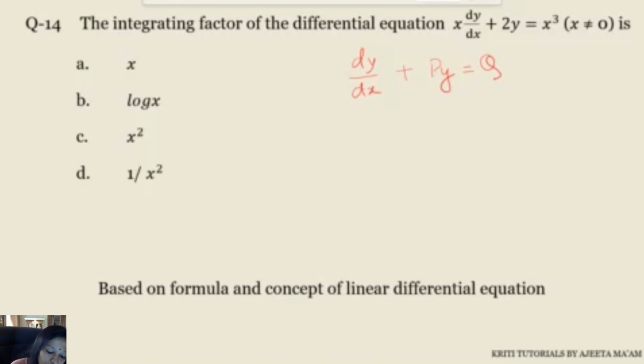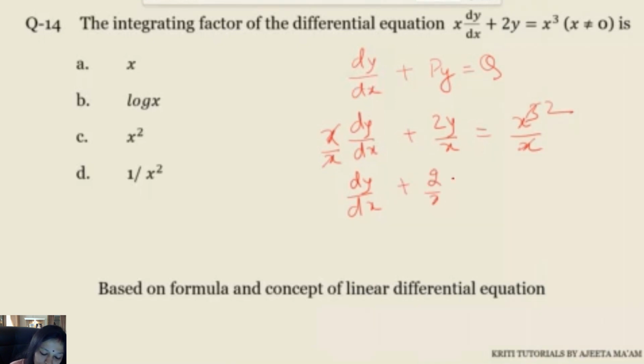Now first dividing it, we have to make sure that we are going to check for p and q after that. For dividing, dy by dx x upon x plus 2y upon x is equal to x cube upon x. Now simply reduce it to this form, dy by dx plus 2 upon x into y is equal to x square. Now what is p? P is 2 upon x. Clear? P is 2 upon x.